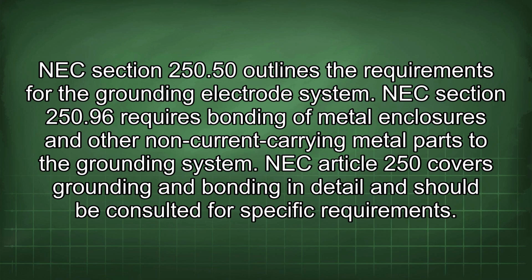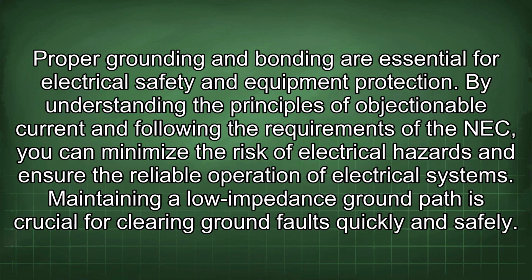NEC Section 250.50 outlines the requirements for the grounding electrode system. NEC Section 250.96 requires bonding of metal enclosures and other non-current carrying metal parts to the grounding system. NEC Article 250 covers grounding and bonding in detail and should be consulted for specific requirements. Proper grounding and bonding are essential for electrical safety and equipment protection.